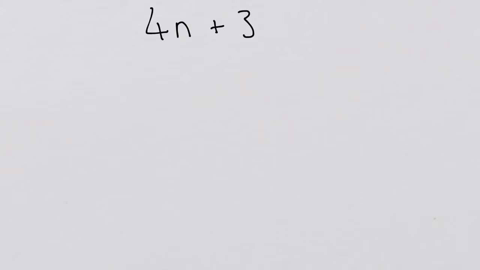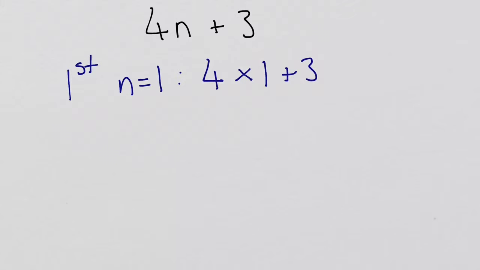On the other side, if we get given the nth term and we have to find out the first 3 terms, for example, of a sequence, well, to find out the first term, we just use n equals 1. So we do 4n, which means 4 times n, so 4 times 1 plus 3. 4 times 1 is 4, add 3 is 7.